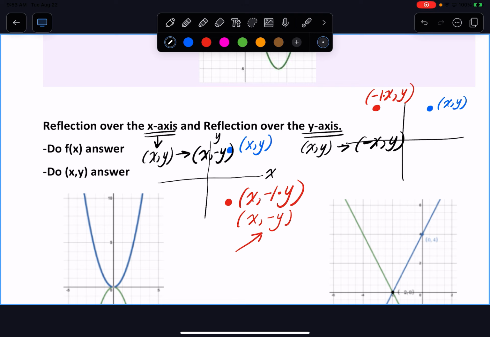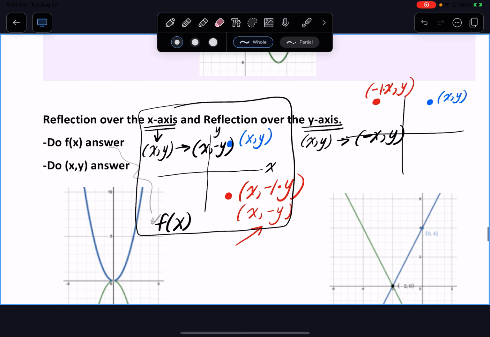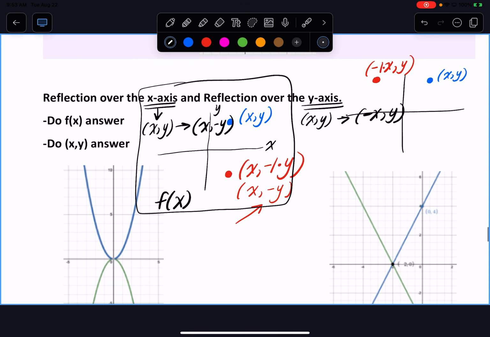So now let's do the f of x answer. So fun fact for you, over the x-axis here, sorry, I'm going to group this off. The f of x answer, if you're reflecting over the x-axis, actually has a negative on the outside in the front of the f of x. So write that down. So that's for the x-axis. This one takes memorization again. So the negative goes on the outside in front of f of x, multiplied.